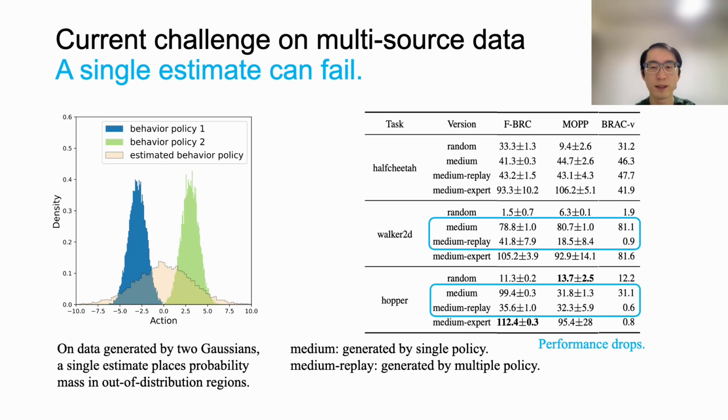As for algorithms, the FBRAC algorithm estimates the behavior policy using a mixture model. The MOP algorithm uses the ensemble of autoregressive models. Note that both of them use mixtures. The BRAC-V algorithm uses a single Gaussian policy. You can see that all three algorithms perform worse on the medium replay versions of Walker 2D and Hopper. These results show that the current approach for behavior estimation faces a challenge on multi-source data, and this challenge cannot be simply solved by using mixtures for action distributions.